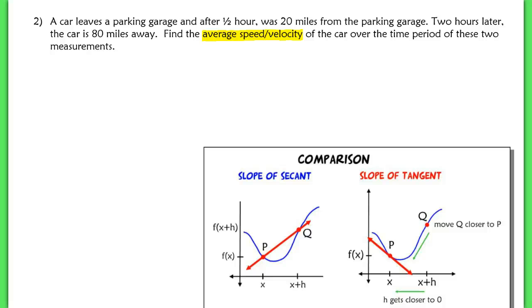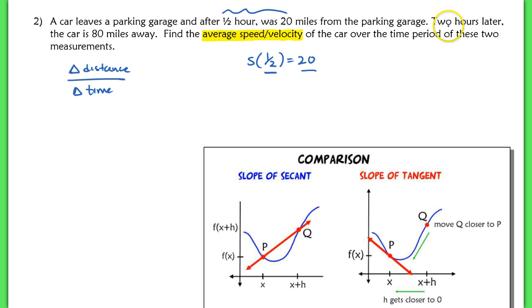Now in this case, because we're looking at velocity, we know that that's supposed to be the change in distance over the change in time. So we're finding the change in the distance with respect to the change in the time. They give you some information here. They say after a half hour, the car is 20 miles from the parking garage. If you wanted to write this in function notation, we'd use a position function, and usually that's the notation S. So S of 1/2 is equal to 20. In other words, at a half hour, we are 20 miles away.